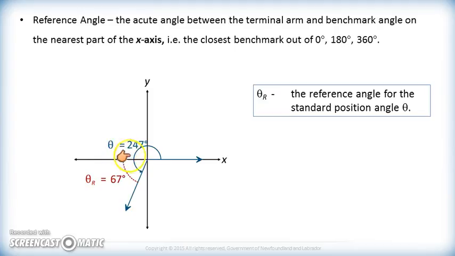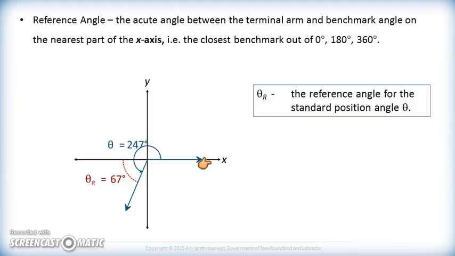If you recall, an angle in standard position has its initial arm on the positive x-axis, vertex at 0, 0. We had benchmark angles at 0 degrees, 90, 180, 270, and back to 360. However, for determining reference angles, we will need to focus our attention on the 0 degree angle, the 180 degree angle, and the 360 degree angle, the ones that occur on the x-axis only.